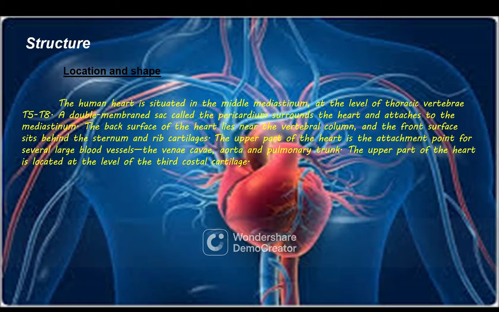The back surface of the heart lies near the vertebral column and the front surface sits behind the sternum and rib cartilage. The upper part of the heart is the attachment point for several large blood vessels: the venae cavae, aorta, and pulmonary trunk. The upper part of the heart is located at the level of the third costal cartilage. The lower tip of the heart, the apex, lies to the left of the sternum between the junction of the fourth and fifth ribs near their articulation with the costal cartilage.